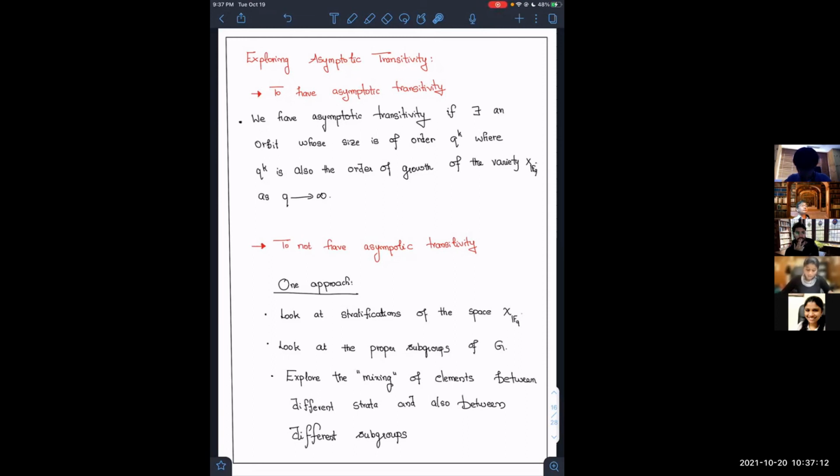And one way to show that the action is not asymptotically transitive, and this is an approach that I took for a specific case of character variety, is we can stratify the variety. Instead of looking at it as a whole, we can stratify the space based on some condition which is more natural to look at. And then we look at the proper subgroups of this group G, where we are looking at the homomorphism from gamma to G. So we look at the proper subgroups like I mentioned earlier.